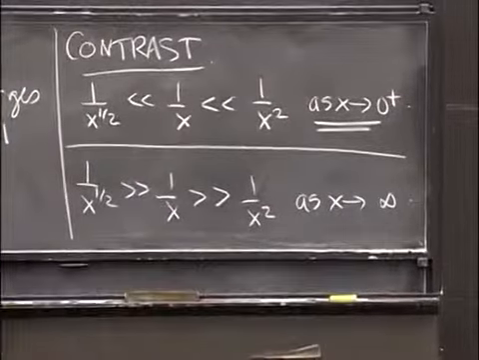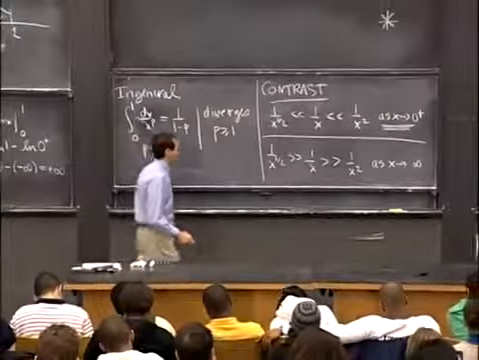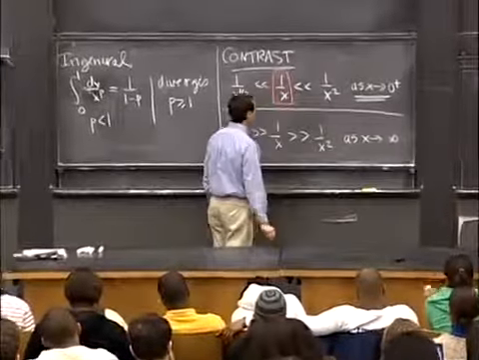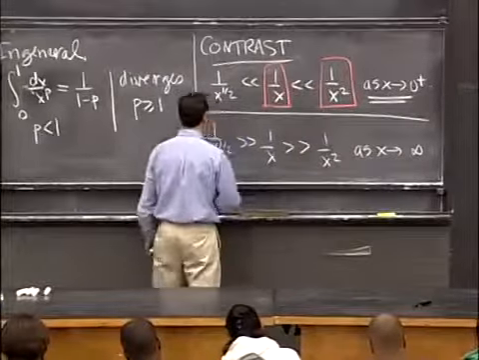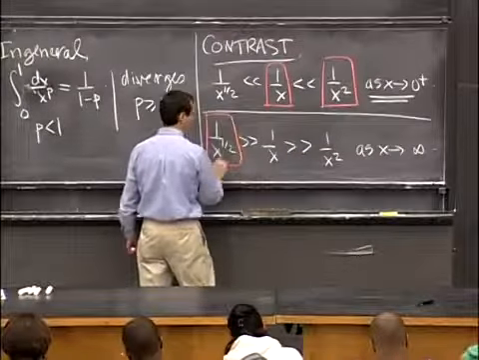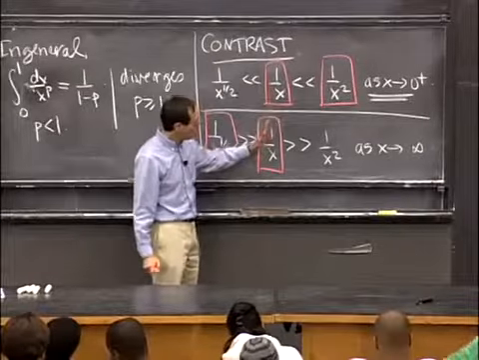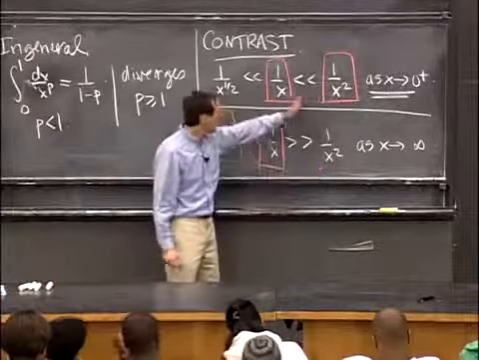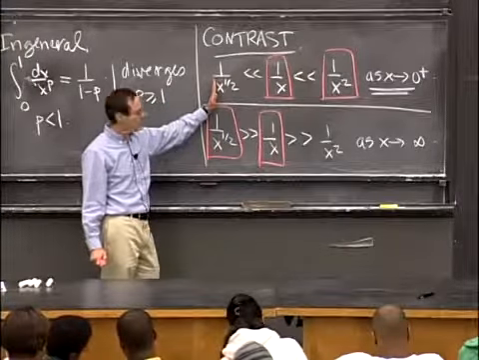And now I'm going to put a little box around the bad guys here. This one is divergent, and this one is divergent, and this one is divergent, and this one is divergent. The crossover point is 1 over x. When we get smaller than that, we get to things which are convergent. When we get smaller than it on this other scale, it's convergent.